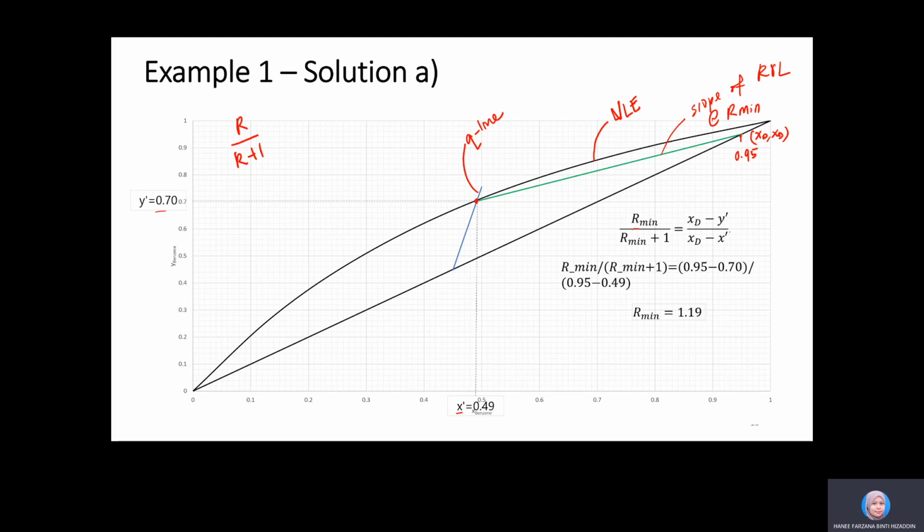So that's why you just fill in the numbers here. XD is 0.95, Y prime is 0.7, and XD again is 0.95. And then X prime is 0.49. I think you will get R min is 1.19. Please check whether this is correct or not. Okay, so that is how you get the minimum reflux ratio.